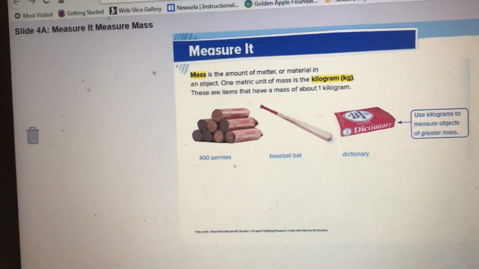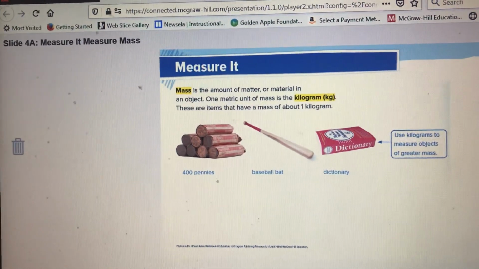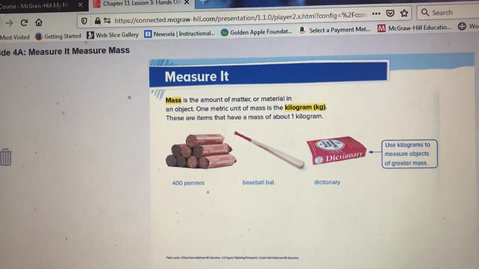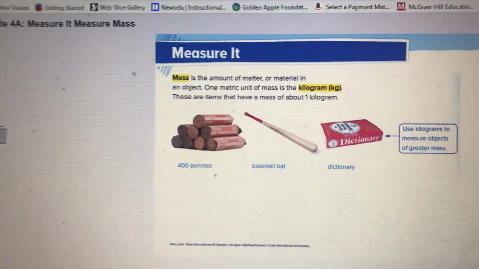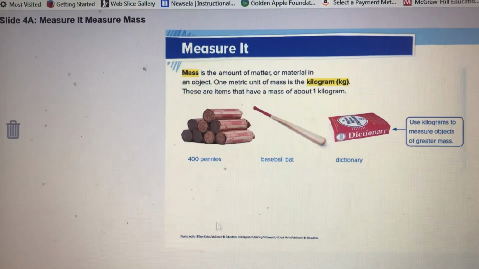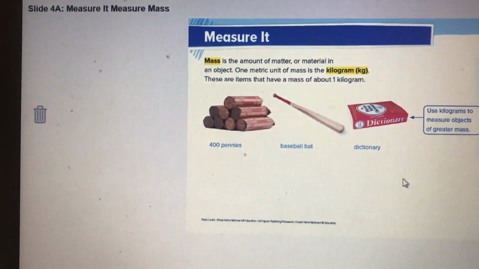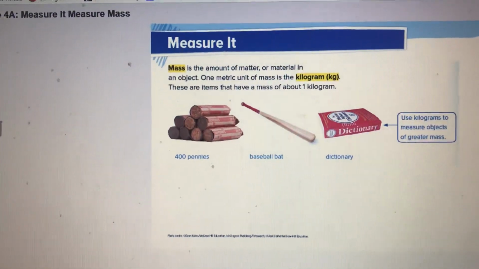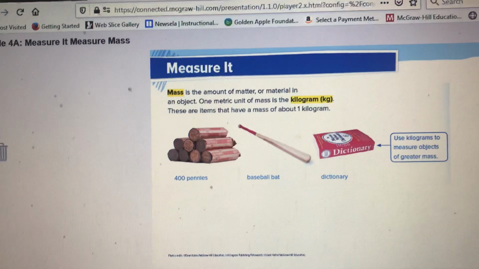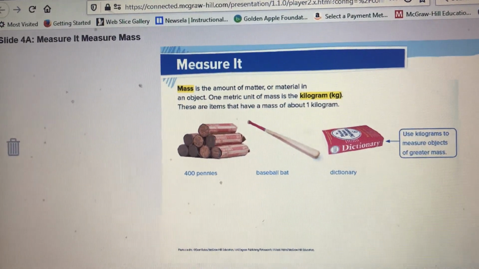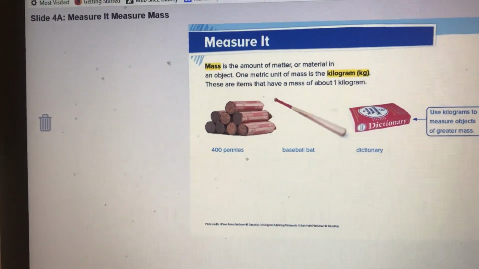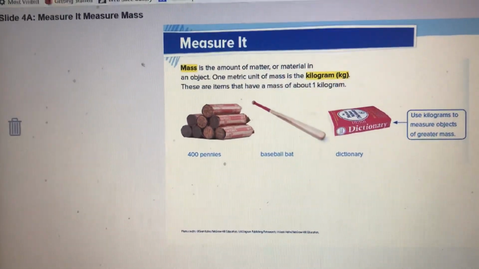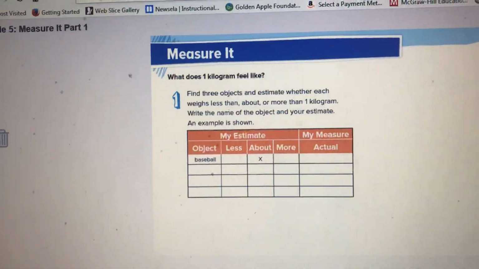Today we'll start on page 645 in your math book. Mass is the amount of matter or material in an object. One metric unit of mass is the kilogram. There are items that have a mass of about 1 kilogram: 400 pennies, a baseball bat, a dictionary. We use kilograms when we're measuring objects with a greater mass, just like we did last week with the liter and the milliliter. Liters were for bigger items or more liquid volume, and this is for items that are a little bit bigger. We're going to use the kilogram.